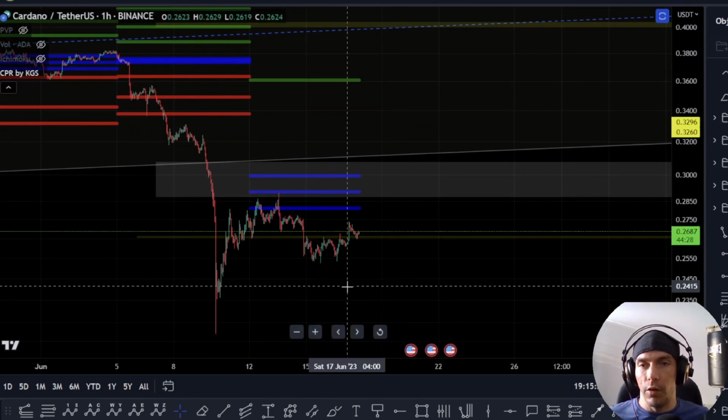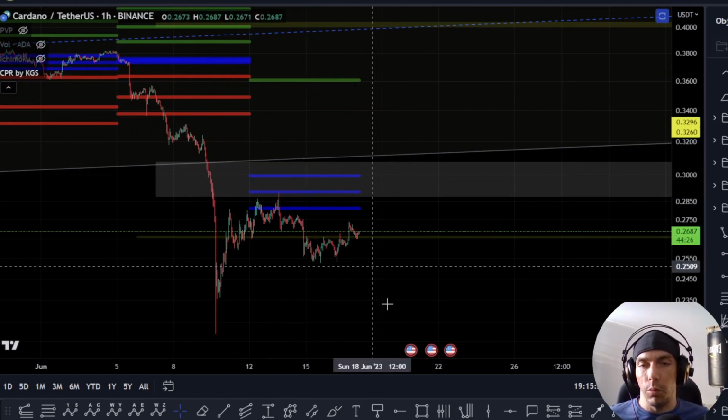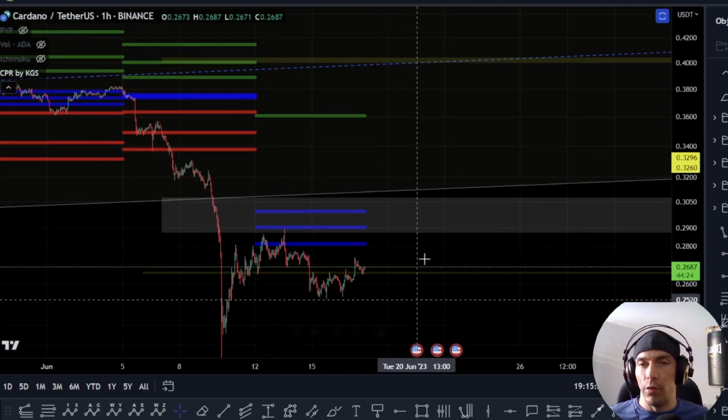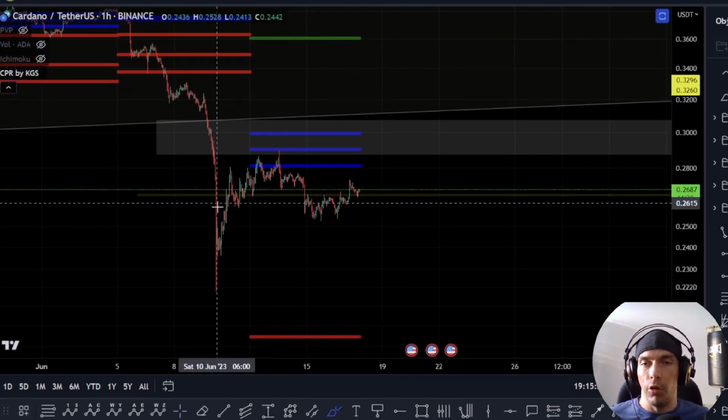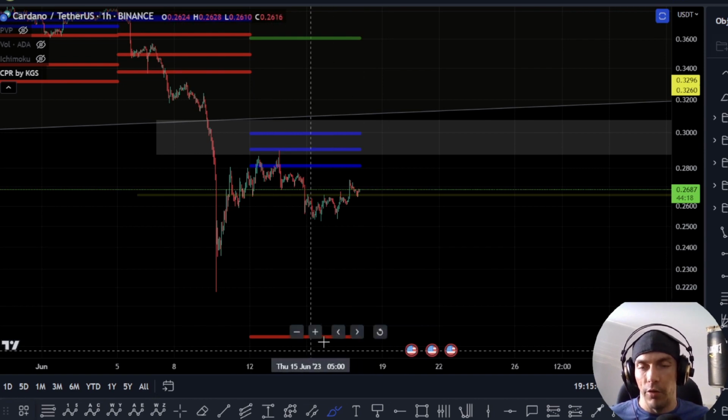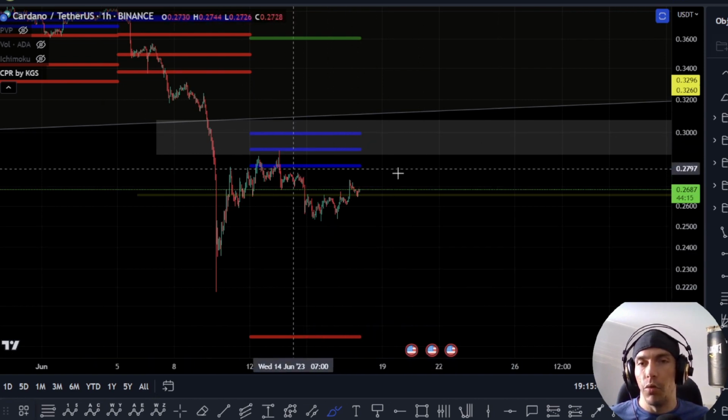If we do see price actually continue to reject off of these, what we could see is a move down to those levels. Now, it doesn't have to do that. What we could do is just see price actually linger around here, and then on Monday we would actually get a new weekly CPR printed anyway.